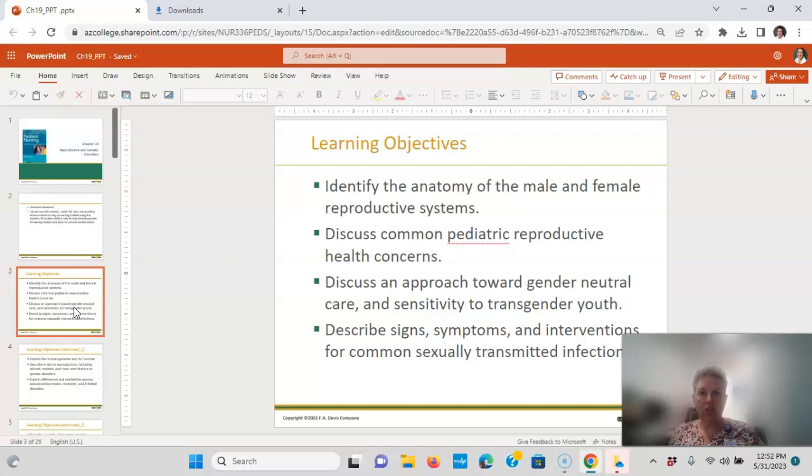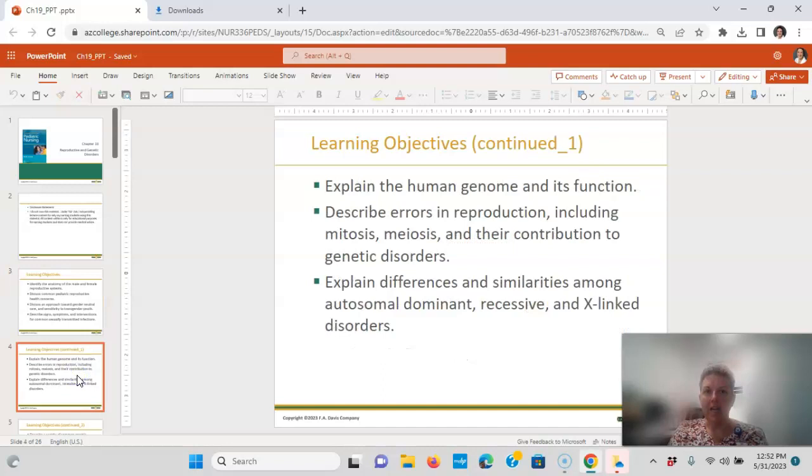Discuss an approach towards gender neutral care, sensitivity towards transgender youth, and describing signs, symptoms, and interventions for commonly sexually transmitted infections. That should be an overview from maternity as well, because you talk a lot about that with maternal patients as well. So that shouldn't be too bad. Explain human genome and its function. Again, that's coming from anatomy and physiology.